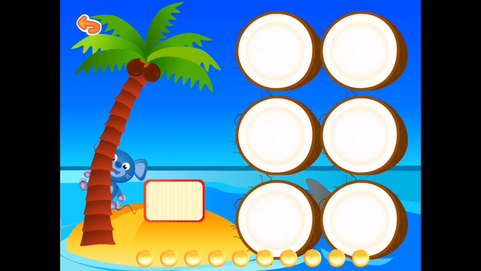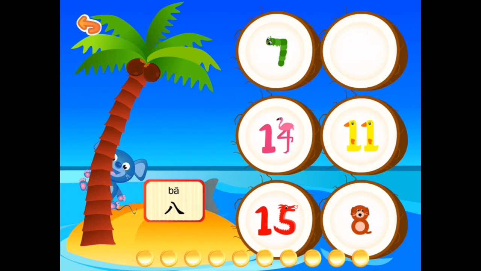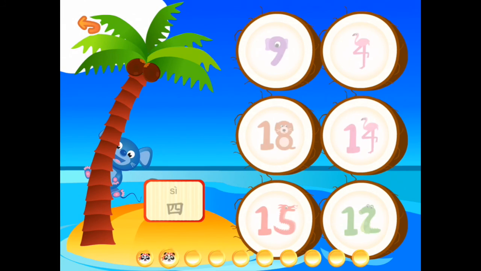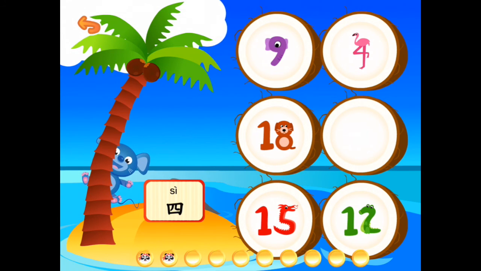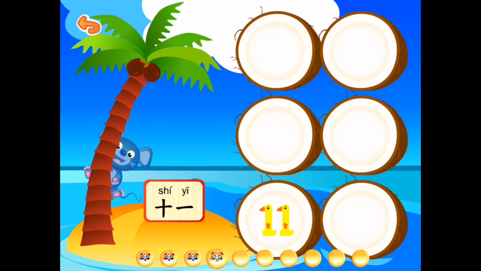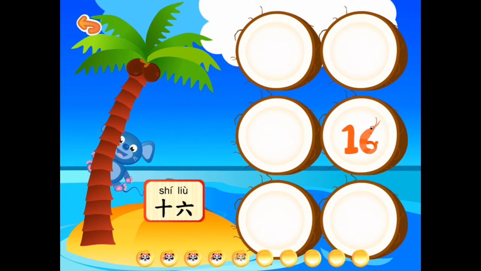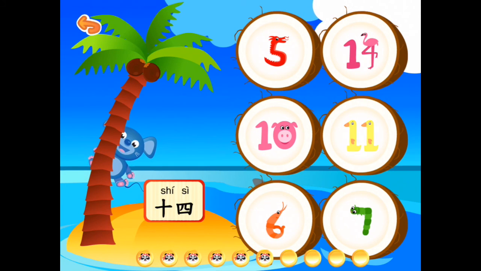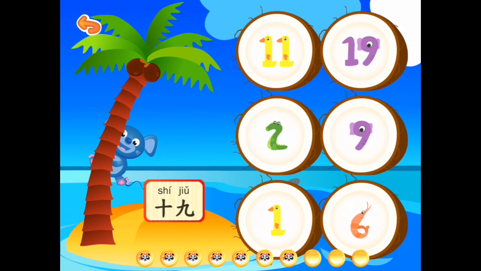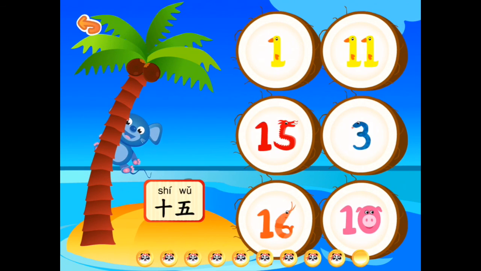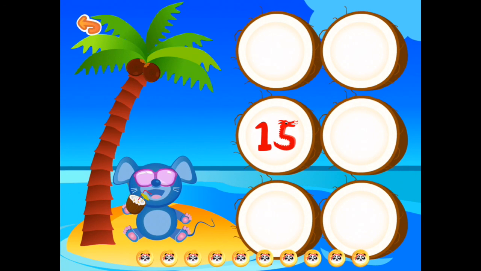Listen to the word in Mandarin and tap the coconut with the matching picture. 八 十八 四 Yippee! 十一 十六 五 Well done! 十四 十九 七 Super! 十五 You did it!